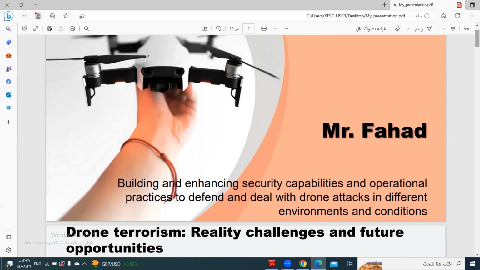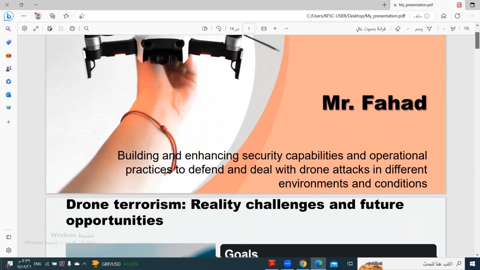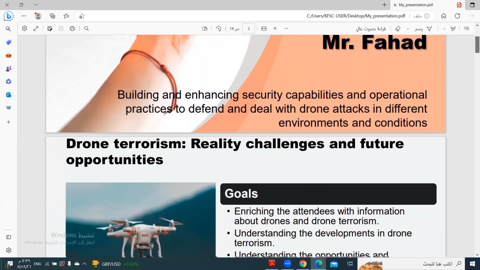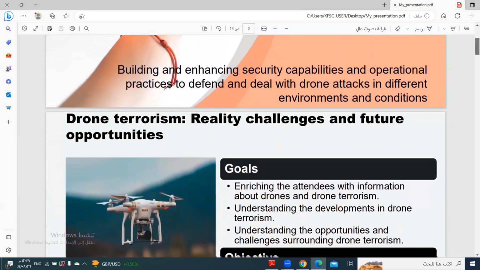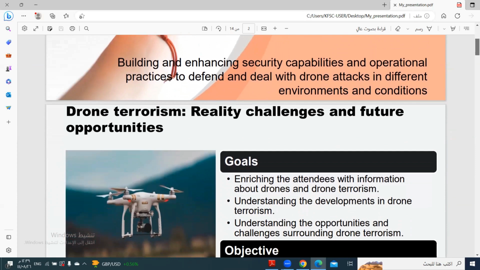Our subject is about drone terrorism, reality changes, and future opportunities. It's like a model building and enhancing security capability through using artificial intelligence to improve the performance of the RF sensor drone detection mechanism.